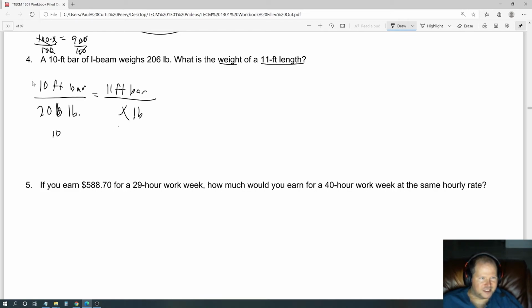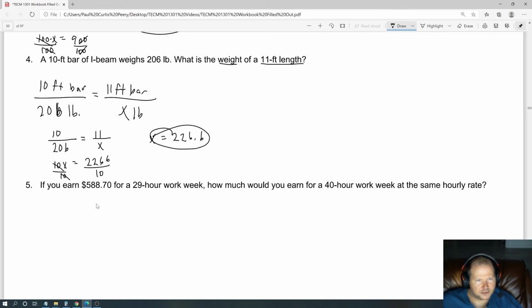Now I'm going to remove all the units. You can just cross multiply. I'm just doing this so that hopefully it's clearer what is happening here. But you could just cross multiply right there if you want to say 10 times x is 10x, 20 times 11 is 220. You could do that. I'm just removing it for clarity's sake, but you don't have to. Okay, so 10 times x is 10x. And we say 11 times 206, 2,266. We divide both sides by 10. And what that leaves you with is x is equal to 226.6 pounds. And there we go.